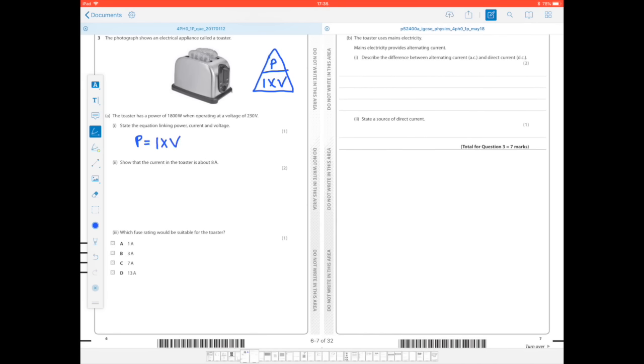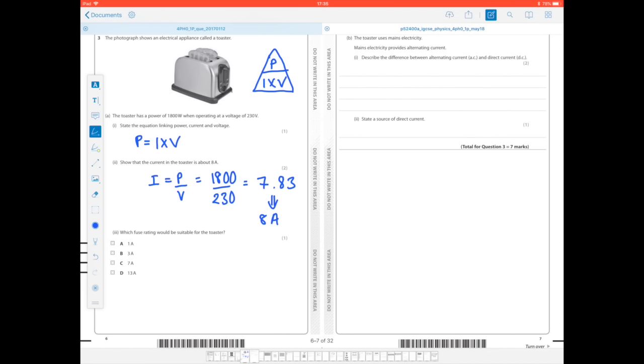Part 2, show that the current in the toaster is about 8 amps. So current equals power divided by voltage. I always write out the equation I'm using. We know that power is 1800, dividing it by 230 to give 7.83 to 3 sig fig, which is approximately 8 amps.